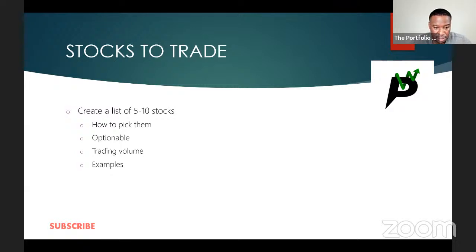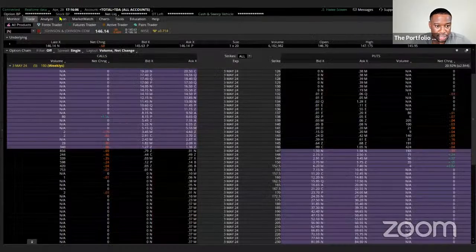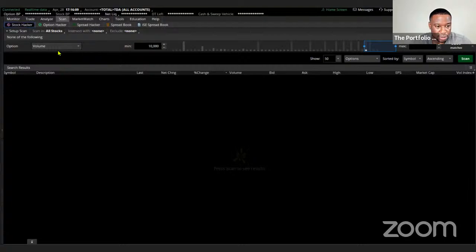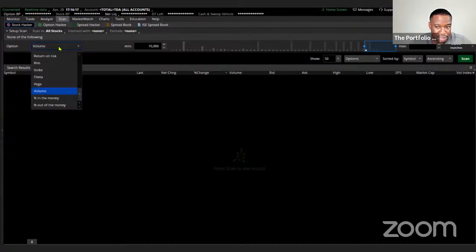So I'm going to share Thinkorswim. I normally like to run scanners on Thinkorswim as well. This is a tip, something you can write down. If you come on Thinkorswim, where it says scan, you can run a scanner. We're going to run a scanner right here. Click scan, and make sure that it's an option.